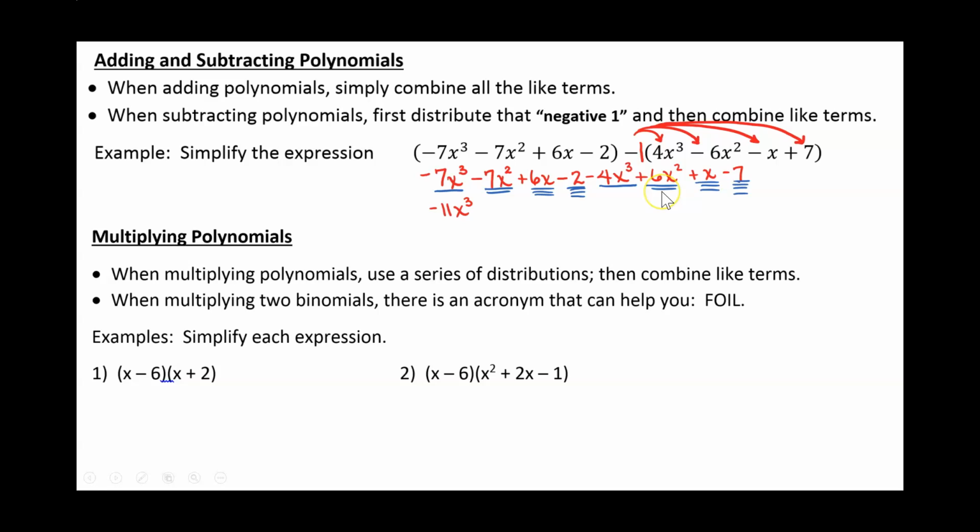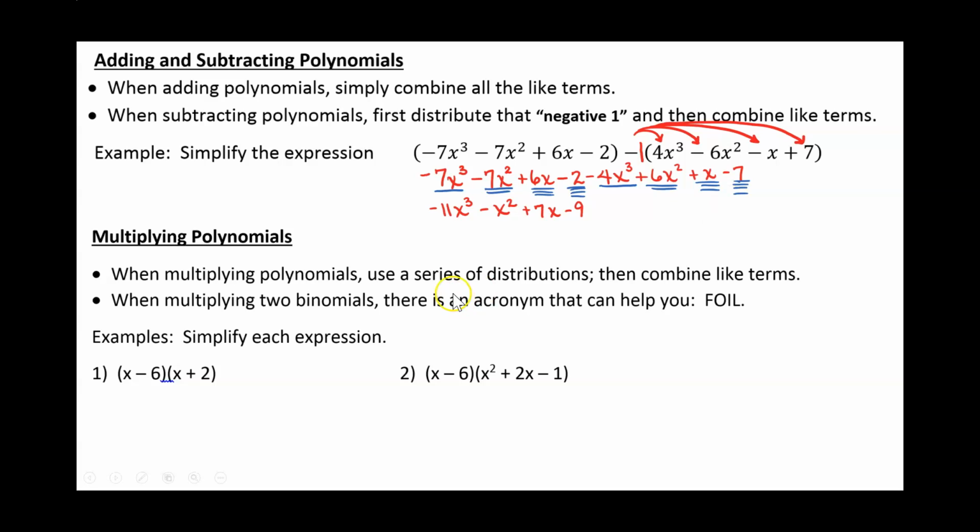-7x squared and +6x squared is going to give us a -1x squared. +6x and +1x are going to give us 7x, and then -2 and -7 would be -9. So that's a brief review of our adding and subtracting, all right?